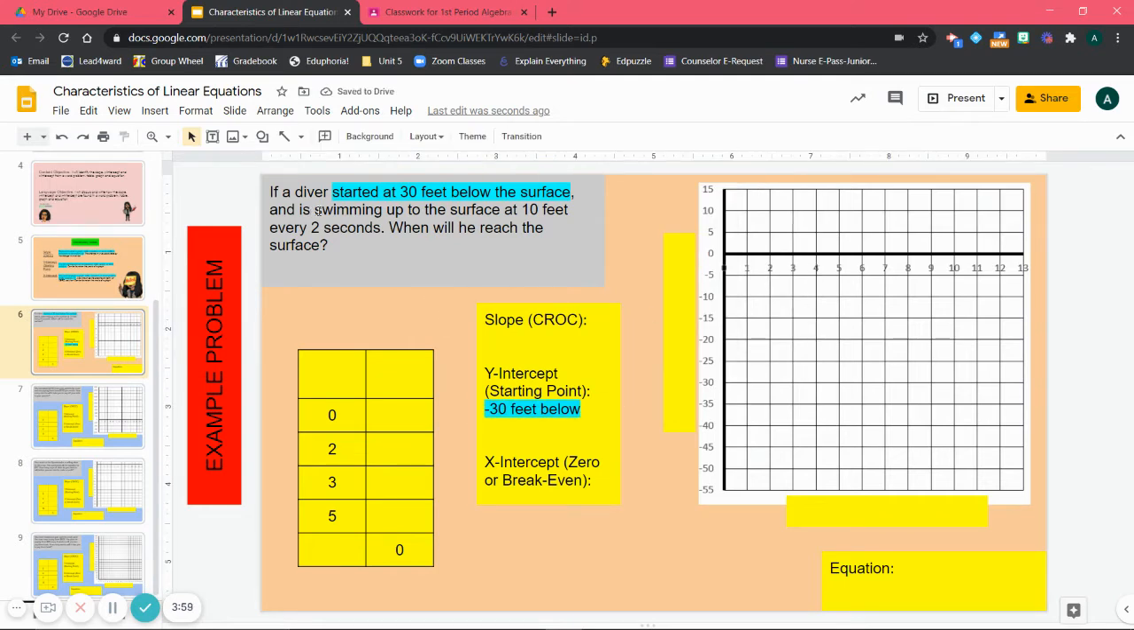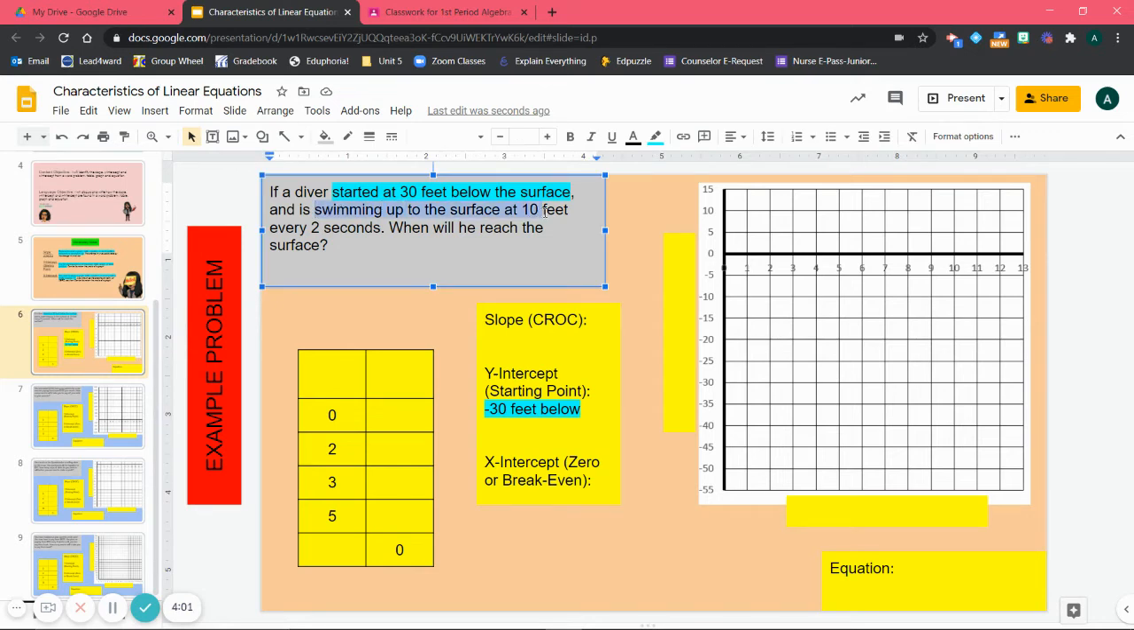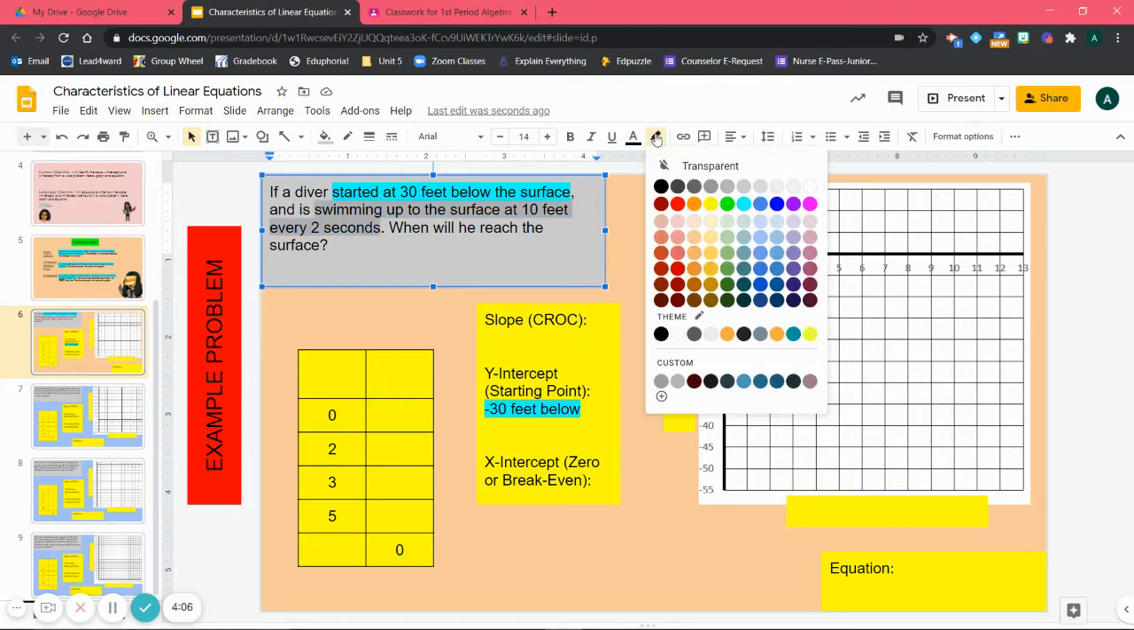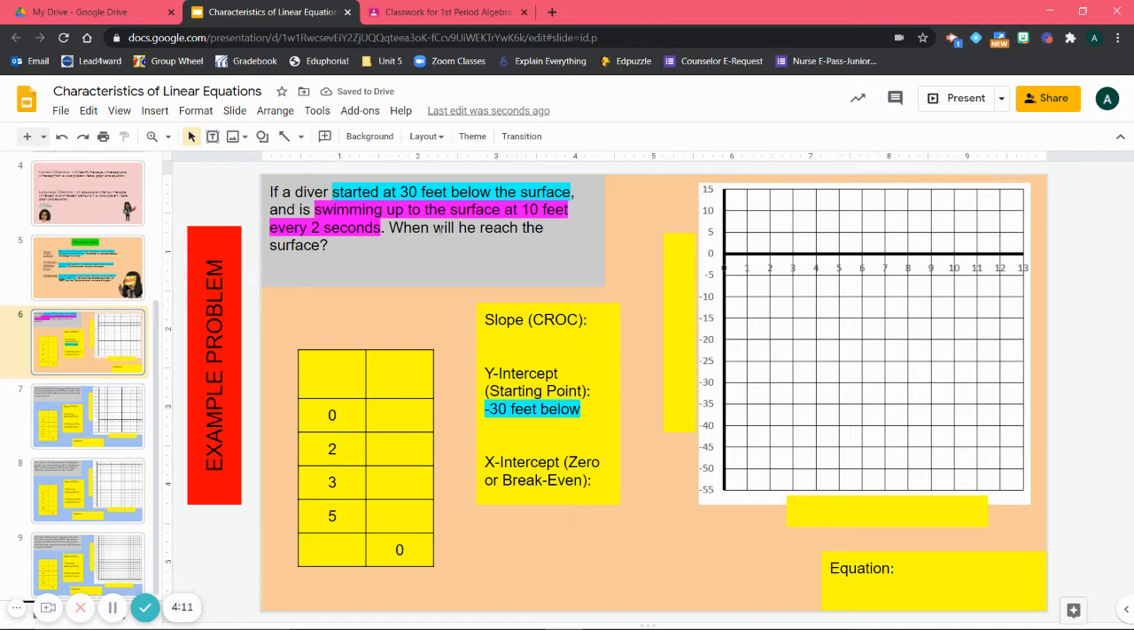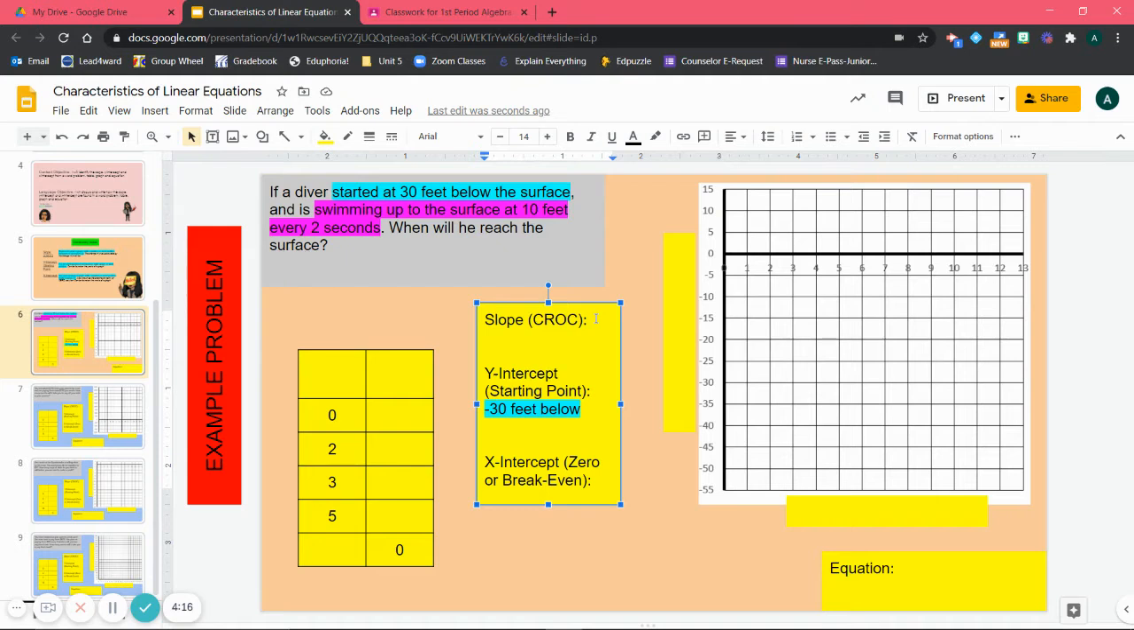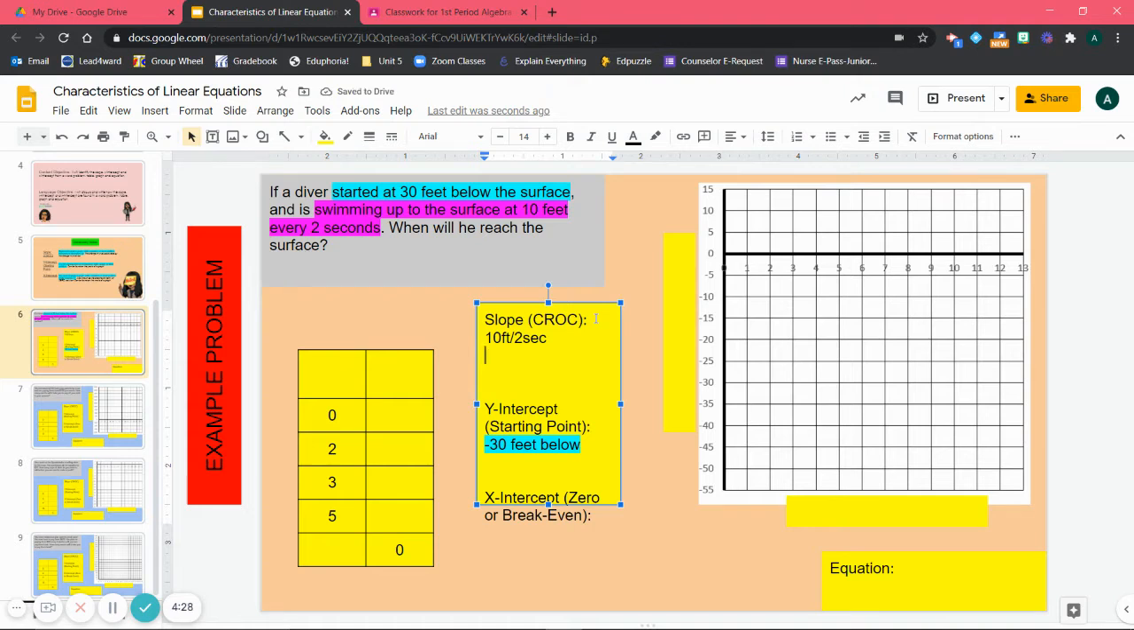And I know that the diver is now swimming up to the surface. So they started from the bottom, now they're swimming up to the surface at 10 feet every 2 seconds. Well, that right there, every 2 seconds, is known as a rate of change. So I'm going to type it in my constant rate of change area because I know I have to find the constant. So this is 10 feet per 2 seconds. In order to find my constant rate of change, I need to figure out how many feet they're swimming every 1 second.